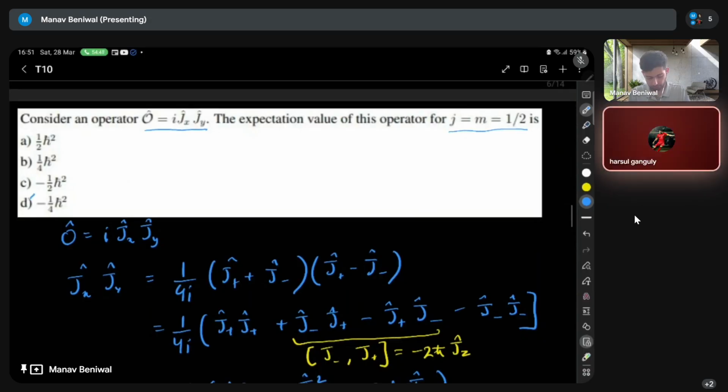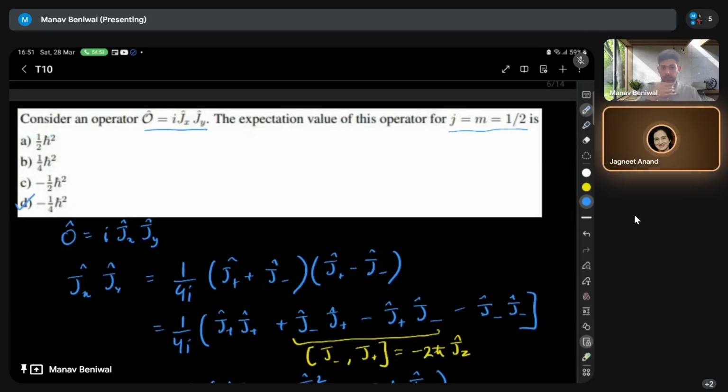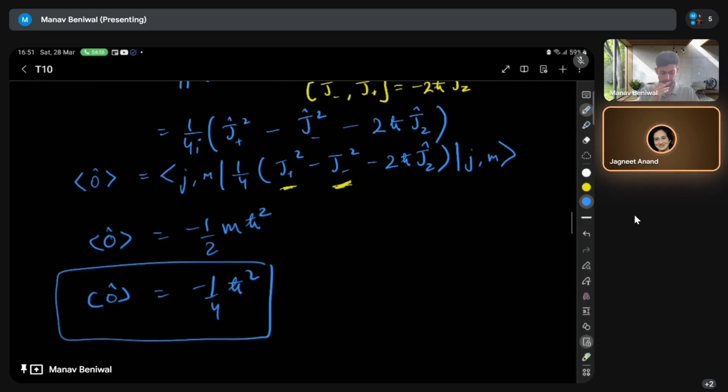So option D. Can you repeat? Can you spell it down? Yeah, the third statement, j plus square and j minus square. Can you just repeat that? Why is this going to give us zero? J plus will act on the front one or the back one?